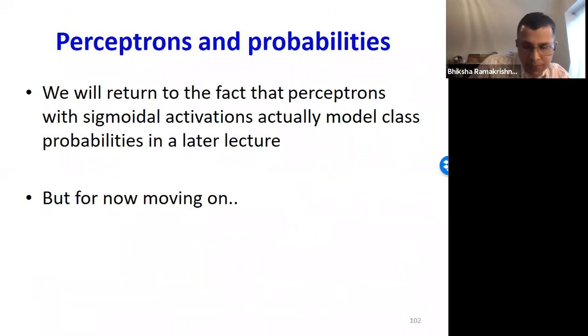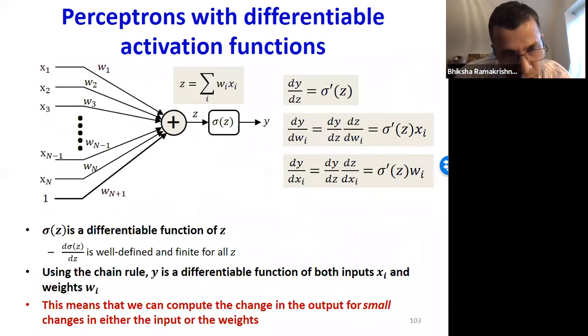We'll get back to this issue later. But for now, let's look at something else. Because this perceptron activation is differentiable, something interesting happens. We can now compute the derivative. This is differentiable, right? So again, you can compute the derivative of y with respect to z, dy over dz, which is sigma prime of z.